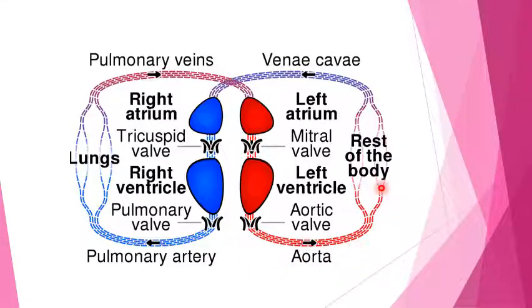Again it gets deoxygenated and comes to the vena cava. So they are being separated. The same blood follows two pathways while passing to the body.